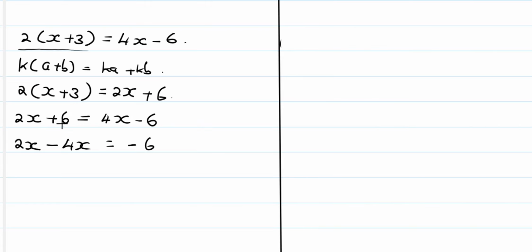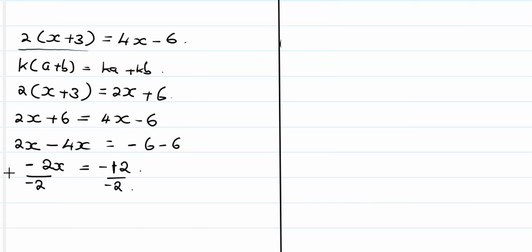And then I take this 6 here, which was positive, and on this side it will be negative, so it becomes negative 6 minus 6, which is negative 12. So 2x minus 4x is negative 2x, like that. Then negative 6 minus 6 is negative 12. So I divide by negative 2 on both sides to get the value of x.